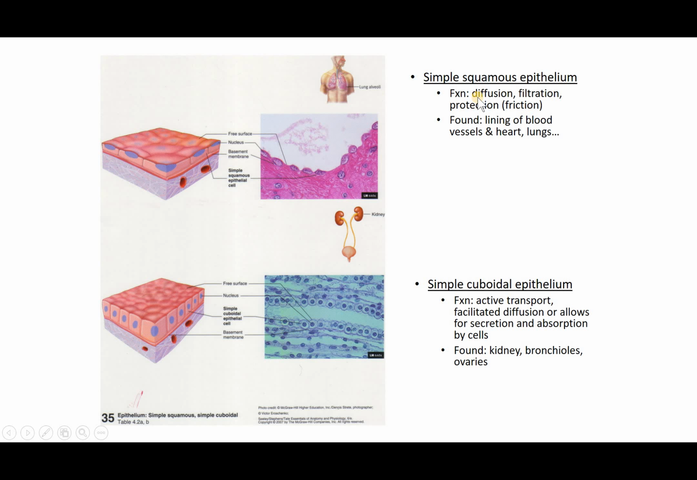Okay, this one, it's obvious it's shaped like a cube, so automatically cuboidal, and it's one cell layer thin, so simple cuboidal epithelium. Function, your classics for a thin layer: diffusion, secretion, absorption, and you would find these in kidney, bronchioles, and ovaries.